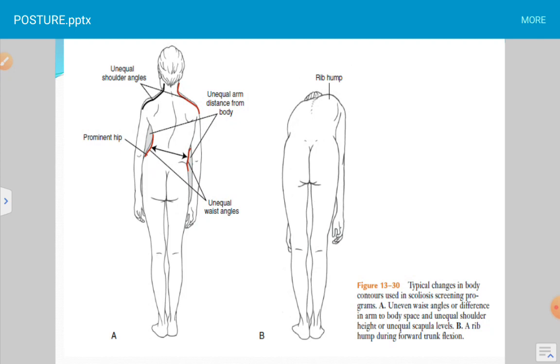Okay, in this picture you can see that there is unequal distance from the body, unequal arm distance from the body, then the prominent hip and unequal shoulder angles are there, and unequal waist. This is also an observation of the deviation of the spine.